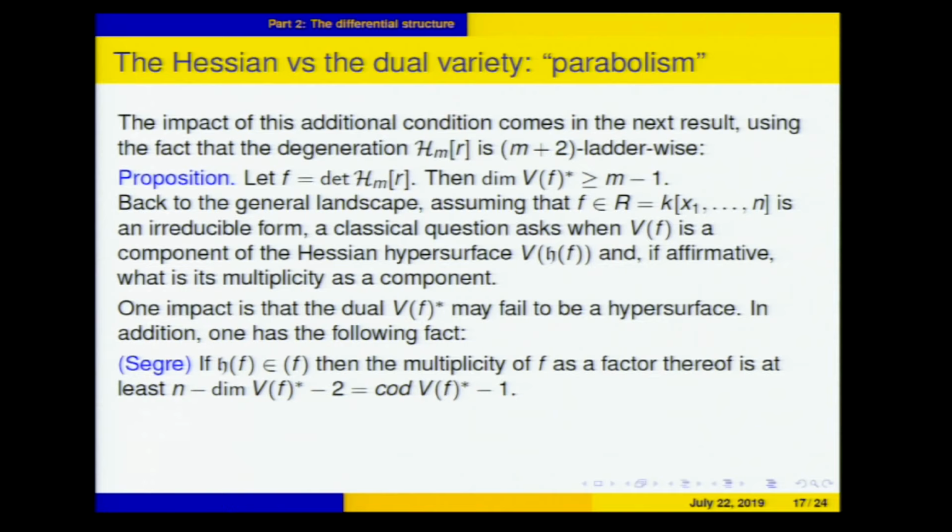So here's the result of Segre, it's a little bit technical. If it is a factor, then the multiplicity, the expected one, well, I mean, the theorem is at least that the expected one is this, exactly.